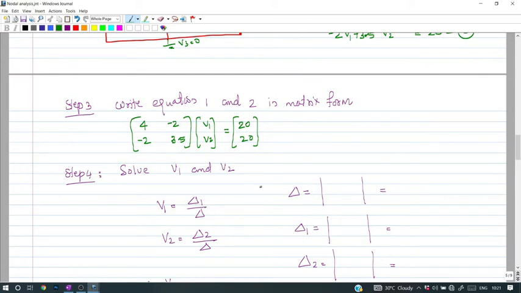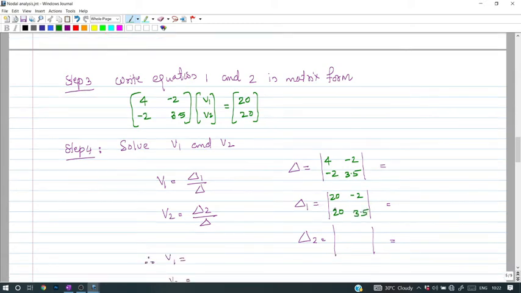What is this delta? Delta is the determinant of this matrix, that is, the determinant of 4, minus 2, minus 2, 3.5. That gives delta. So in order to find V1, we need to remove the coefficients of V1, that is 4 and minus 2 in both equations. That is, we fully remove the first column entries and replace them with this one. So this is 20, this is also 20, and we maintain the other column entries, minus 2 and 3.5. That determinant gives delta 1.